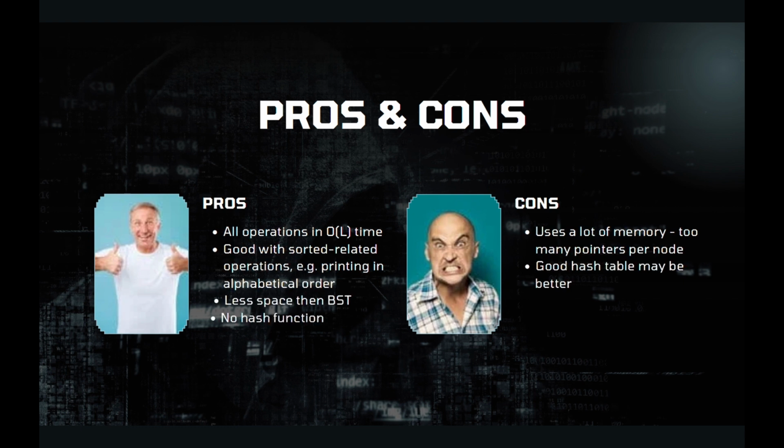So what are some pros and cons of tries? Something you've probably definitely seen from my past explanation is that all operations are O of L time, and this can be really helpful. Based on your length of your inputted string, which often isn't too long, you can get a quick result. It's also really good with sorted related stuff, printing things in alphabetical order, looking at this kind of structure, specifically that you've probably seen in our autocomplete example.